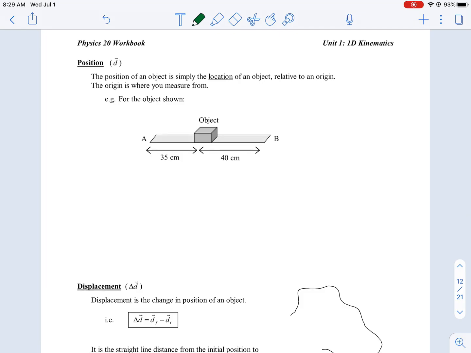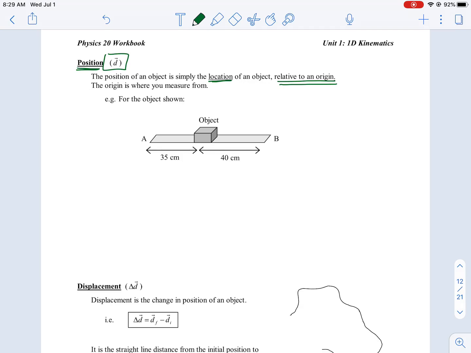So our first quantity is called position. And the letter we use for position is a D. Notice there's an arrow on the top. So that means it's a vector quantity. It'll have direction. And what you have to realize, another word for position could be thought of as location. And whenever you do location, it's always going to be relative to some origin or zero location.